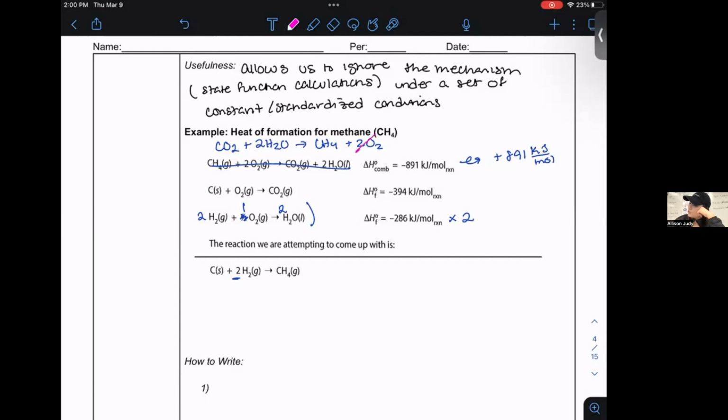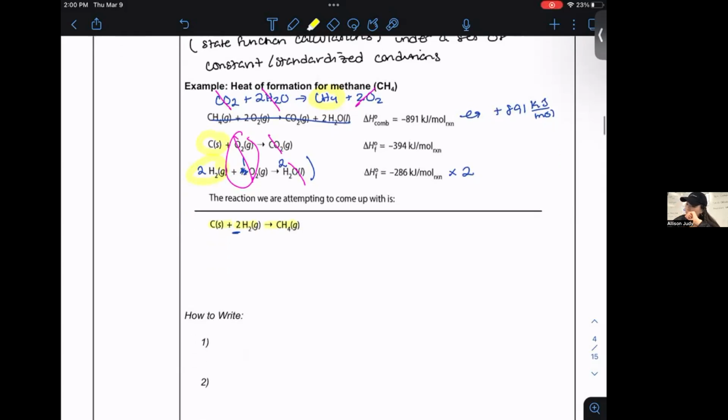I get that my O2s cancel because I have 2 O2 on the products and 2 O2 on the reactant side. My CO2s cancel, one on product, one on reactant of another equation. And my H2Os cancel, one on reactant, one on product. What I'm left with is CH4 on my product side, C(s), carbon solid, on my reactant side, and 2H2 on my reactant side. And that did indeed give me my proper desired net reaction.